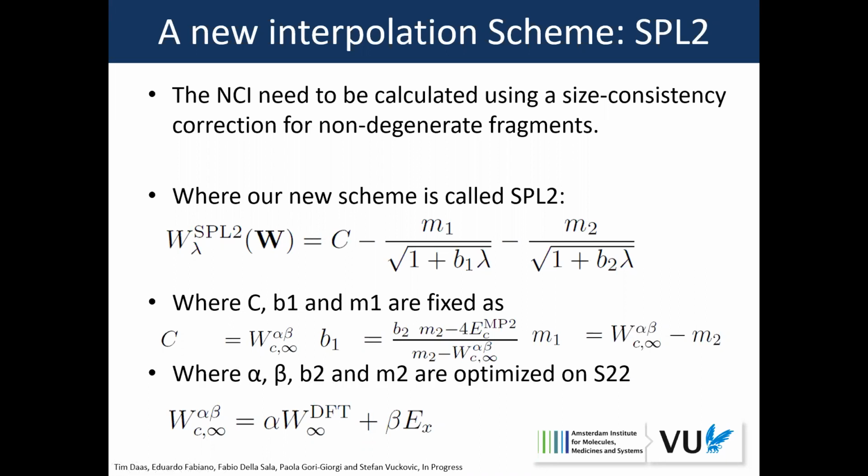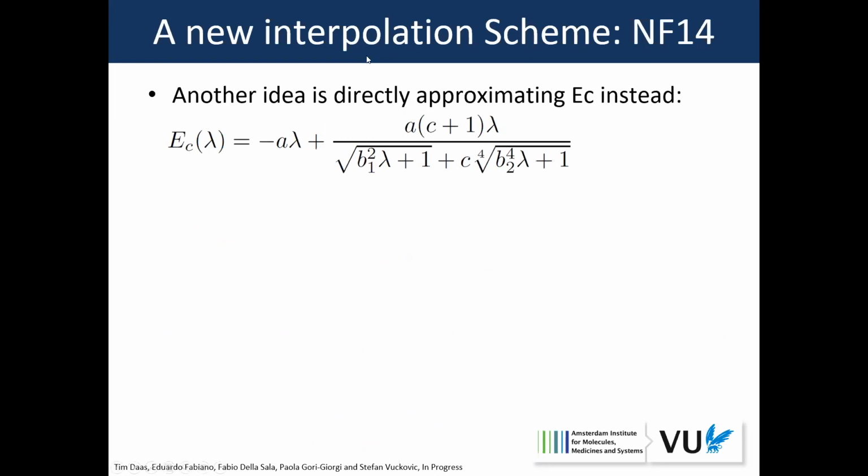However, more interestingly, Paula came up with a different function, which is used by directly approximating the EC instead, so the correlation energy instead. And you can see the interaction correlation energy, to be precise, and this has the following form, which now has this square root and these four square roots, which might be interesting for some of you, because these lambdas can now, as Mike mentioned, also be in the complex plane, and maybe there's some interesting way to make these interpolations better using the information we can get from the complex plane.